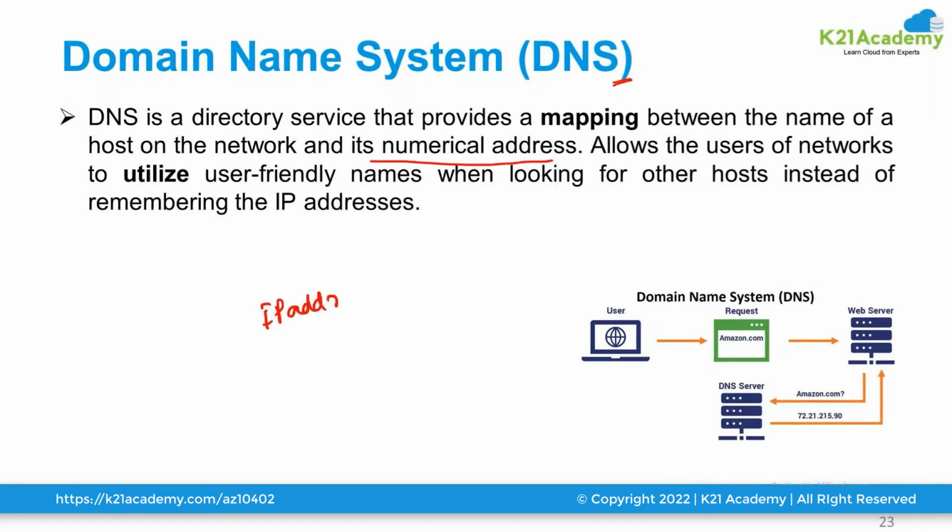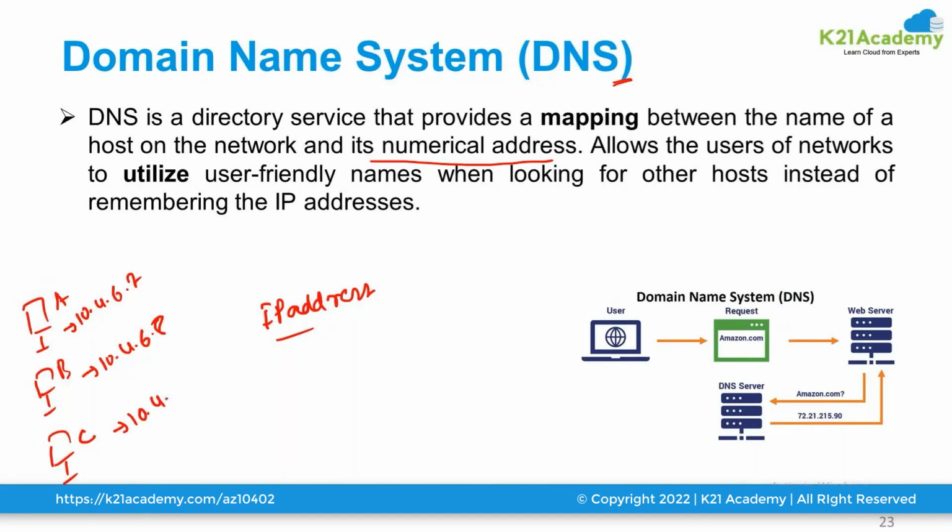So you have, let's say, this particular virtual machine, this virtual machine, and this virtual machine. This is A, this is B, this is C. This is having IP address 10.4.6.7. This is having IP address 10.4.6.8. This is IP address 10.4.6.9, right?